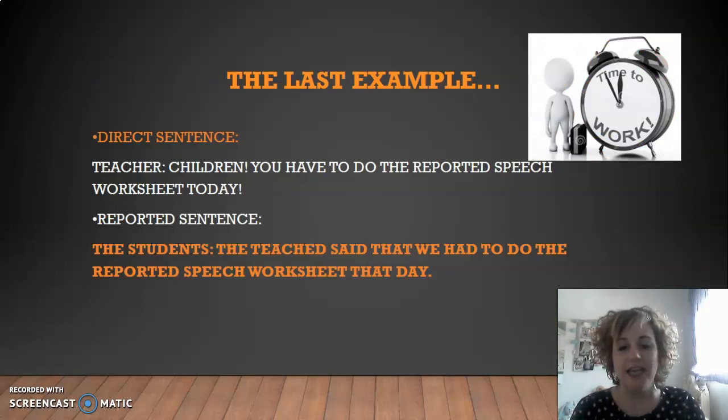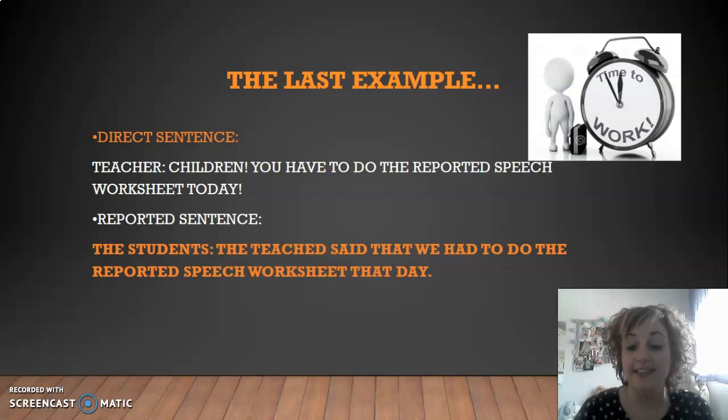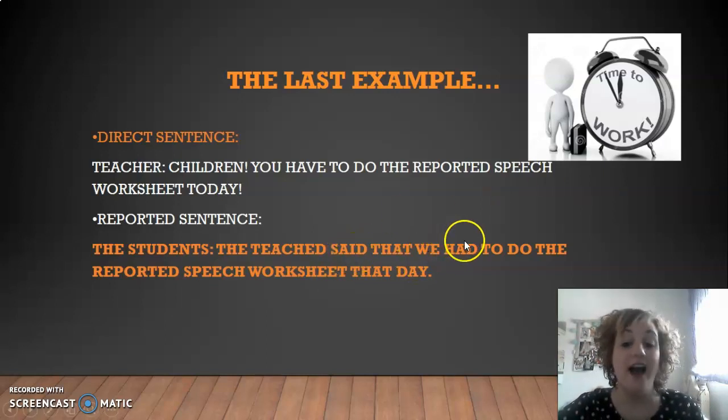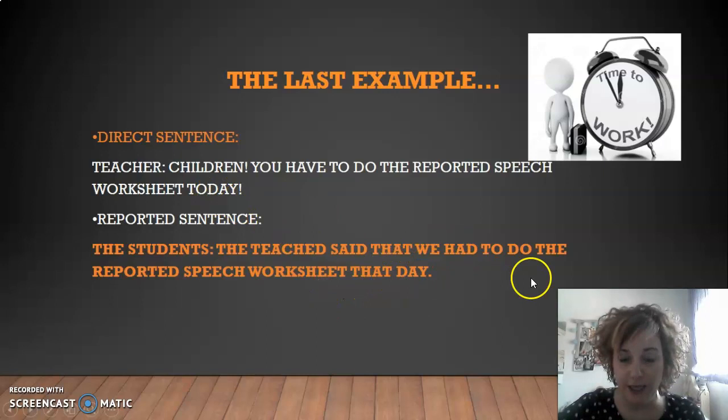Okay? So, the last example that I'm going to give you with this. Imagine that I say, children, you have to do the reported speech worksheet today. So the students can say the teacher said that we had to do the reported speech worksheet that day. We are changing the subject, the verb, here, have, had, and today is changed into that day, okay?